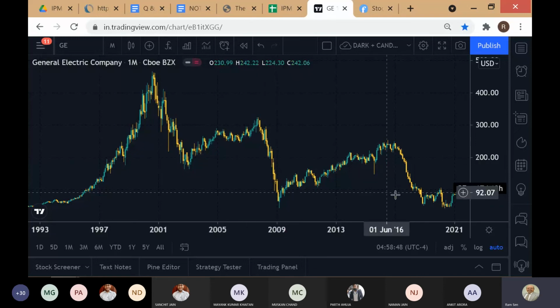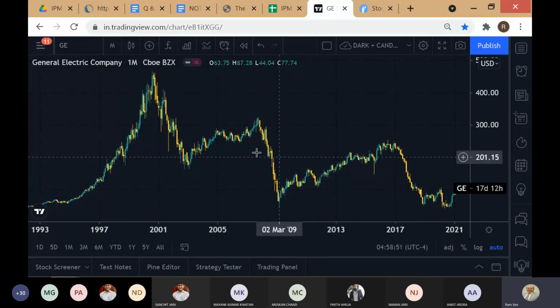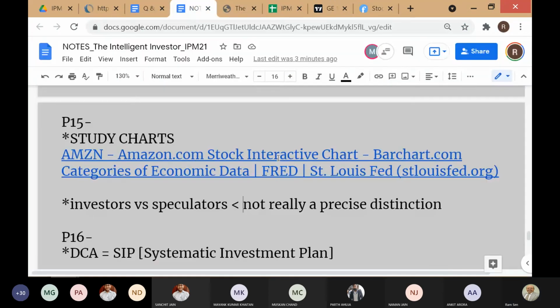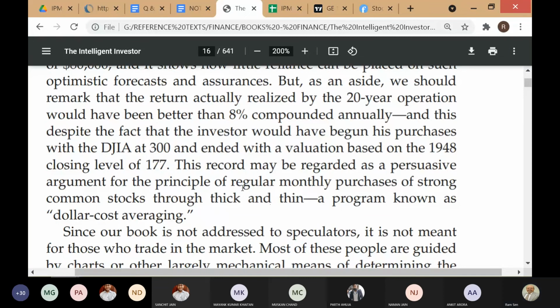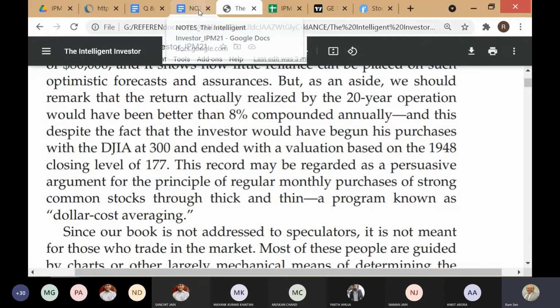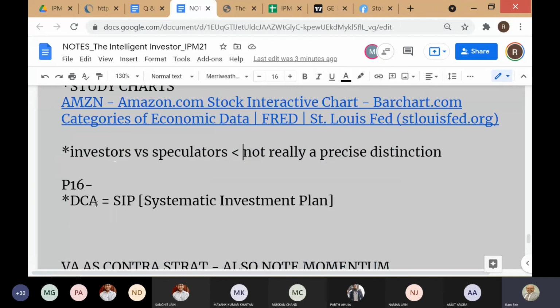So this is what he's talking about. It's important for you to be aware of these terms. Dollar cost averaging, you know what it means. I've not written the definition here because it's on page 16. DCA is dollar cost averaging. Remember, the Indian equivalent of that is the systematic investment plan. You might have heard this when you did your summer training with mutual fund companies.